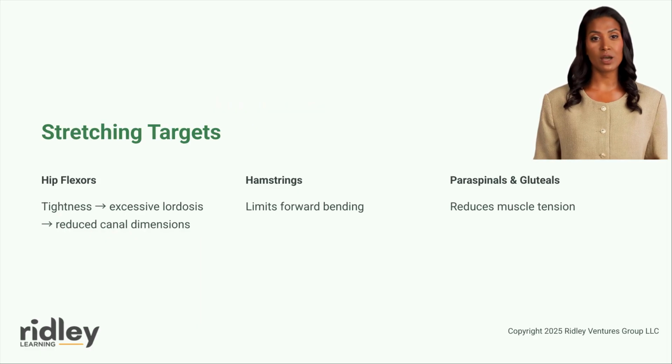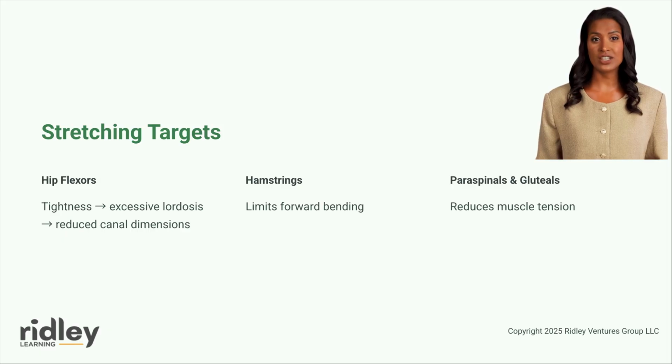Stretching protocols for lumbar spinal stenosis target muscle groups that influence lumbar posture and mobility. Tightness in the hip flexors promotes excessive lumbar lordosis, which reduces canal dimensions and may exacerbate symptoms. Hamstring tightness limits forward bending and may increase lumbar stress during reaching activities. Paraspinal muscle tightness contributes to movement restriction and may perpetuate postural dysfunction. Systematic stretching of these muscle groups complements flexion exercises and supports postural optimization.